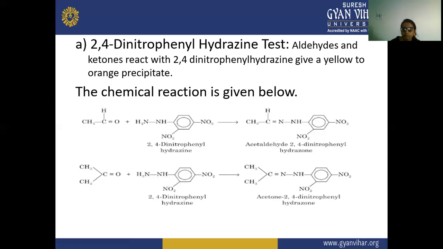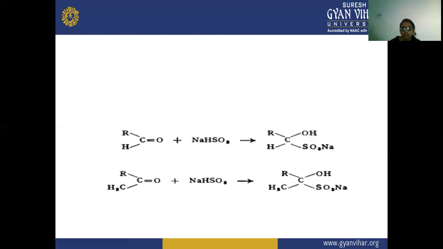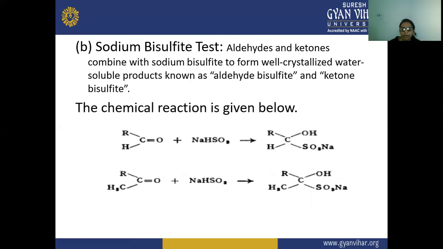Next is the sodium bisulfite test. In the sodium bisulfite test, the aldehydes and ketones are combining with the sodium bisulfite, and there is a formation of a well crystallized water-soluble product that is known as aldehyde bisulfite and ketone bisulfite. So in the sodium bisulfite test, the aldehyde and ketone combine with sodium bisulfite, and there is a formation of a well crystallized water-soluble product known as the aldehyde bisulfite.